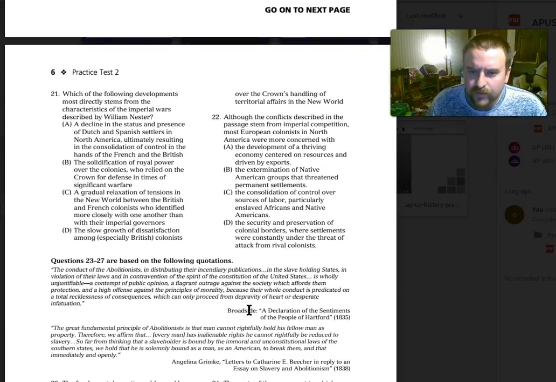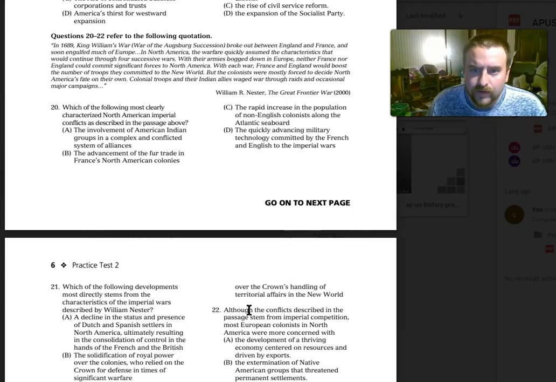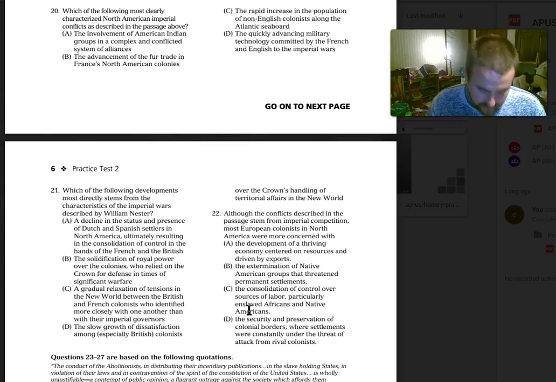22. Alright, all the conflicts described. Alright, what are we dealing with here? Oh, the King William's War one. Alright, so all the conflicts described in this passage stem from imperial competition. Yet most people just wanted to go along their daily life, right? Grow their crops, cut their trees, and then export that to England. So that's going to be the big one. Again, this one, you either got it or it was just complete confusion.